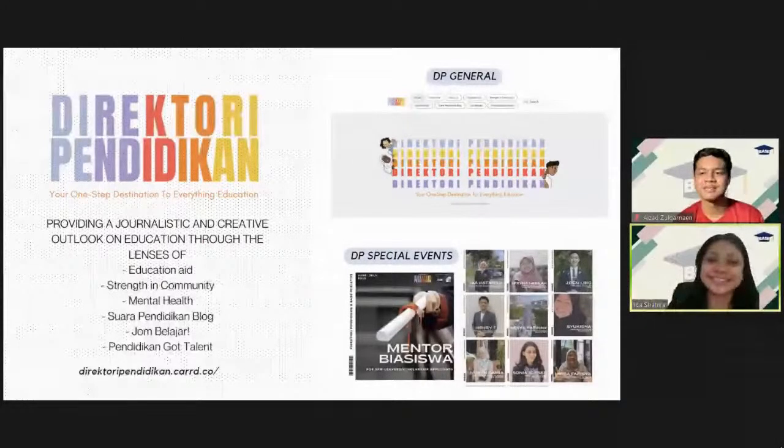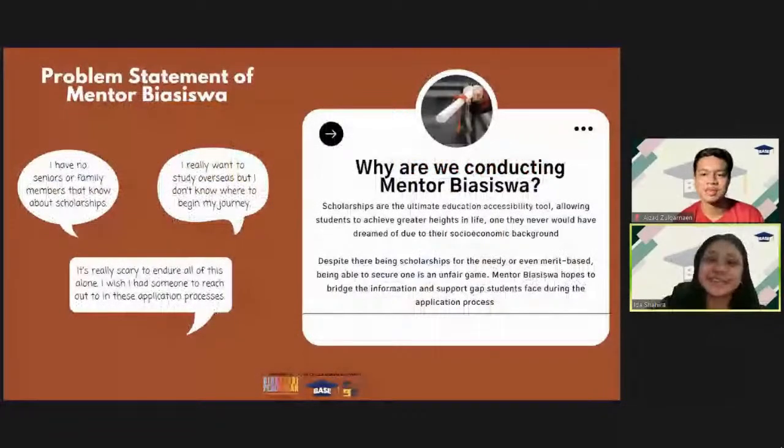Okay, now to the main crux of why we're here, to present to you guys about Mentor Biasiswa. So with every project, there's of course a problem statement with our targeted audience in mind. So scholarships, as all of you may know, is one of the most amazing transformative education aids out there, especially in order for students to achieve greater heights, especially if their socioeconomic background will not permit them to do so.